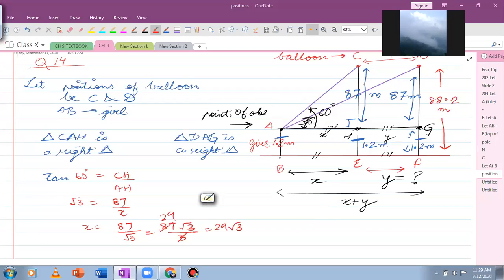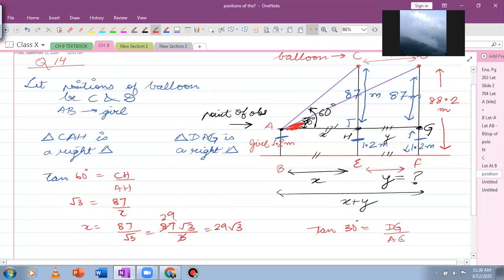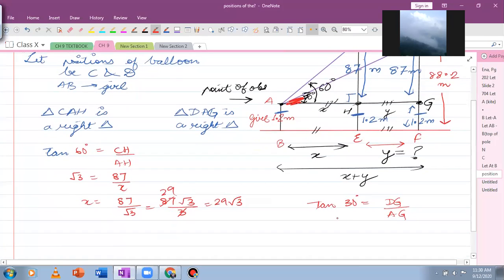Now let's take the larger triangle in which the angle of elevation is 30 degrees. This one with the larger base. Again, I'm going to use tan. Tan will be for 30 degrees. The perpendicular of triangle DAG. Triangle DAG, the perpendicular is DG and the base is AG. Tan 30 degrees is 1 by root 3. The perpendicular is 87 and the base is x plus y.